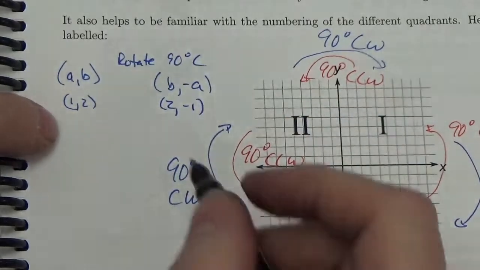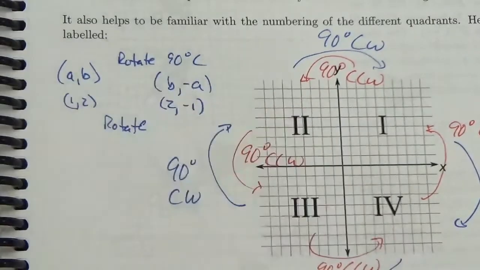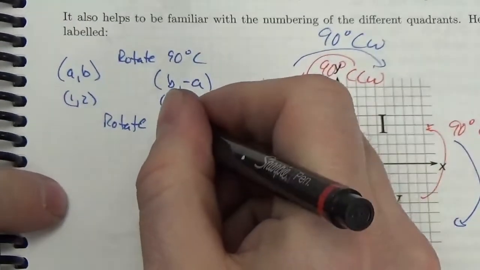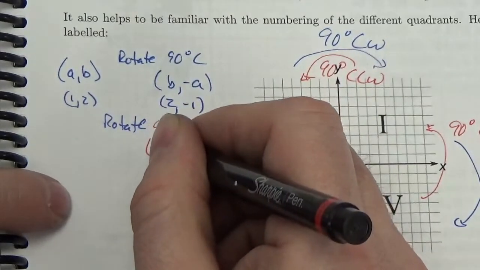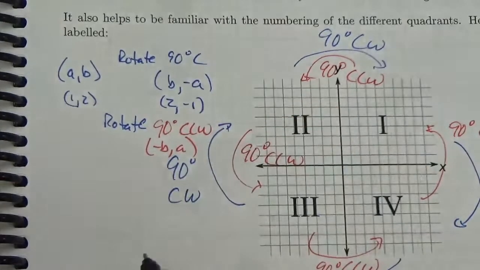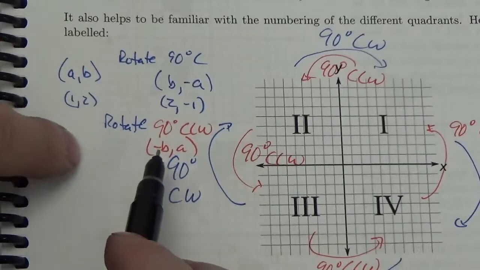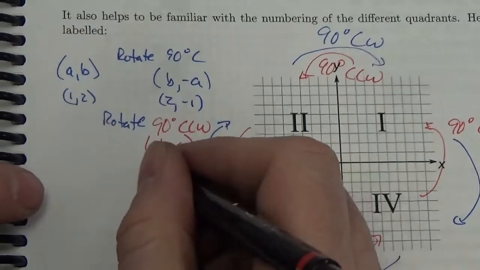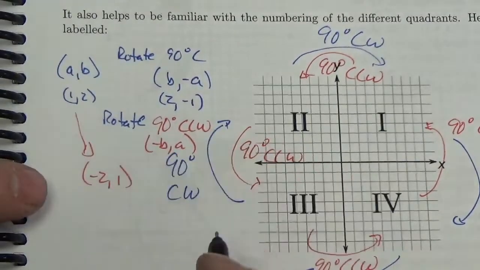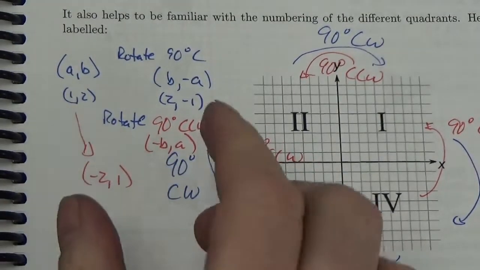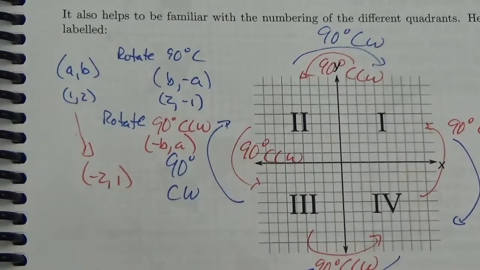If you want to rotate 90 degrees counterclockwise, then you're going to get negative B comma A. We're going to switch the order of the two numbers, but we're going to change the sign on the first one. So in this particular case, this one would become negative 2 comma 1. And that is going to rotate those points 90 degrees in the appropriate directions.